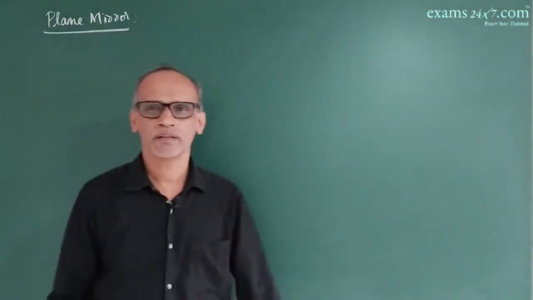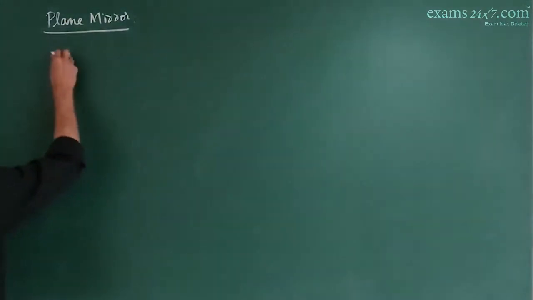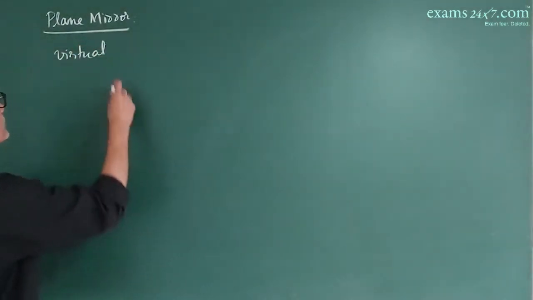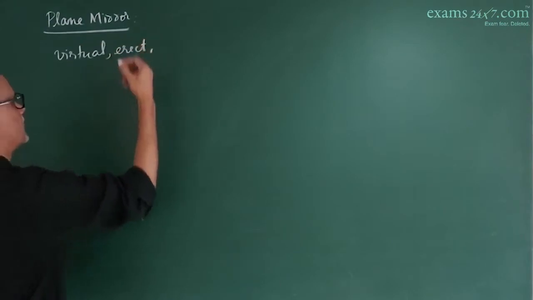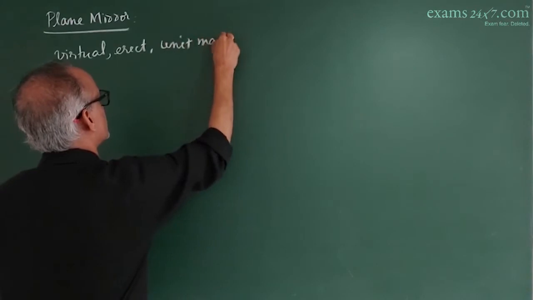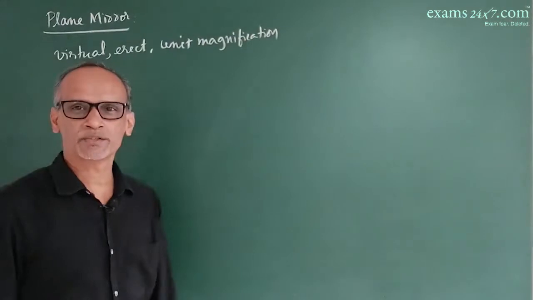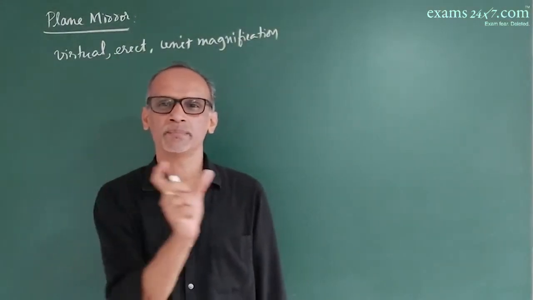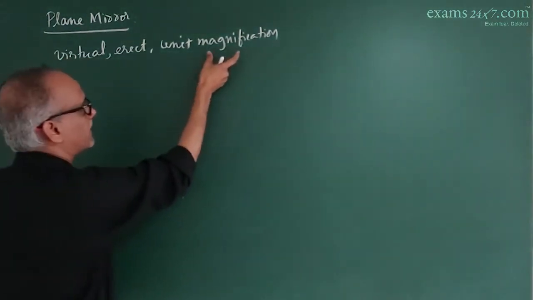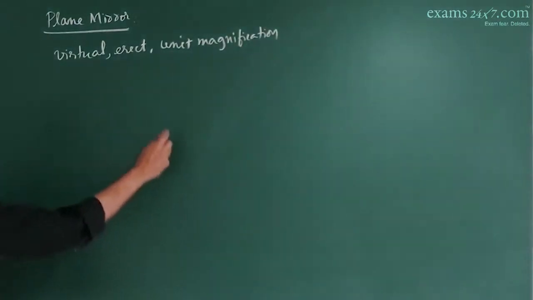Now, when an object is placed in front of a plane mirror, the nature of the image that we get is always virtual because it's formed behind the mirror. It is erect in nature, and then most important, it has unit magnification. Now, what do you mean by unit magnification? The object distance and image distance are equal, so the value of the magnification becomes 1. That's why it is called unit magnification.